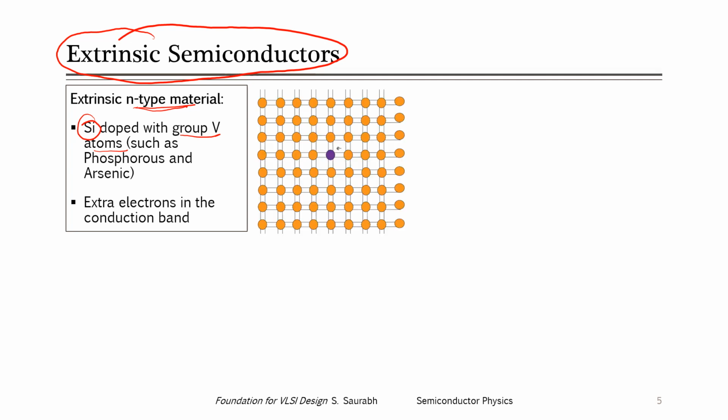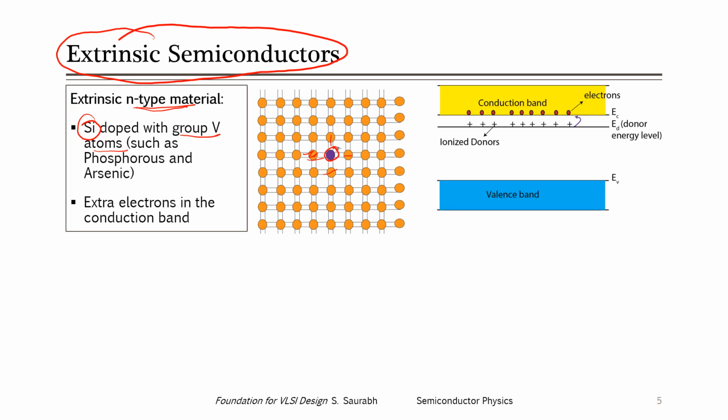Pictorially, we can see that if we add, say, a phosphorus atom, which has five electrons in the outer shell, four of them will be bonded to the adjacent silicon atoms, and one will be left unbonded, or will be free.